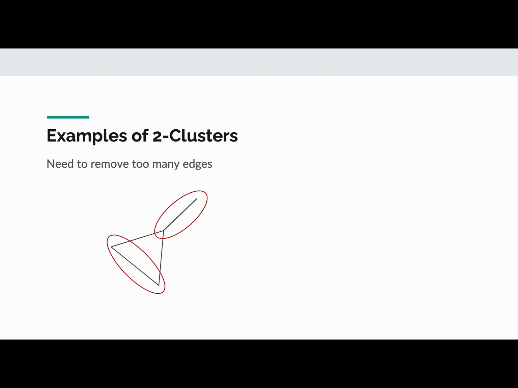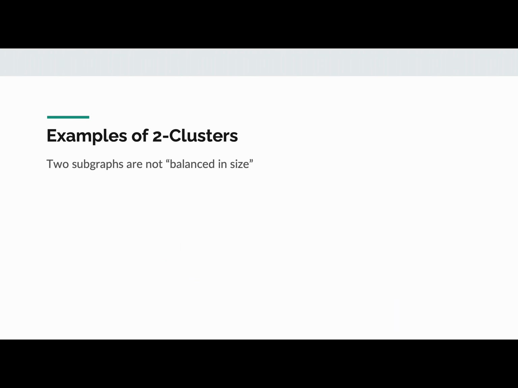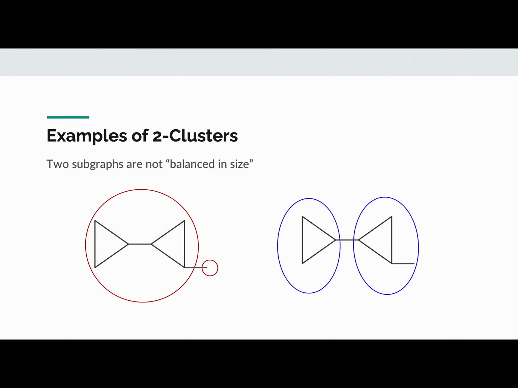In this example, the blue clusters are better than the red clusters because to separate the red clusters, we need to remove one more edge than blue clusters, which means red clusters are more related to each other. In this example, although in both graphs we only need to delete one edge to separate clusters, there are 6 vertices in one cluster and only one vertex in the other cluster. The sizes of the two clusters are very unbalanced. We do not want that to happen to our good cluster.